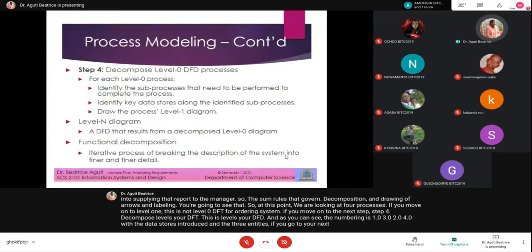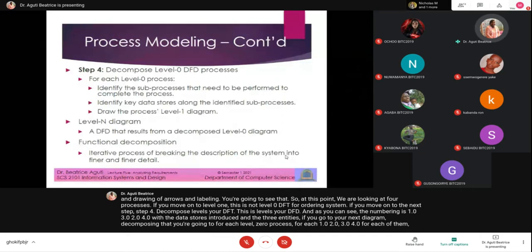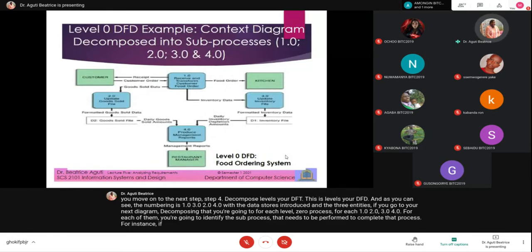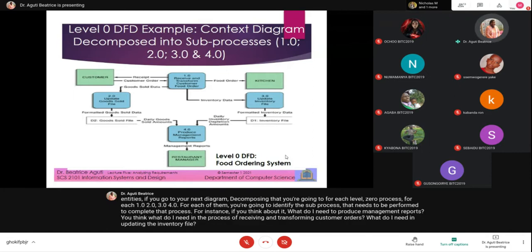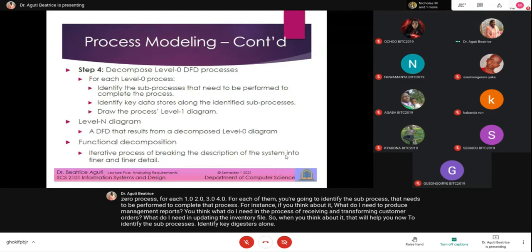If you go to your next diagram, decomposing that, for each level zero process, for each 1.0, 2.0, 3.0, 4.0, you're going to identify the sub-process that needs to be performed to complete that process. For instance, what do I need to produce management reports? What do I need in the process of receiving and transforming customer orders? What do I need in updating the inventory file? So when you think about it, that will help you to identify the sub-processes. Identify key data stores along the identified sub-processes. Then draw the level one diagram.